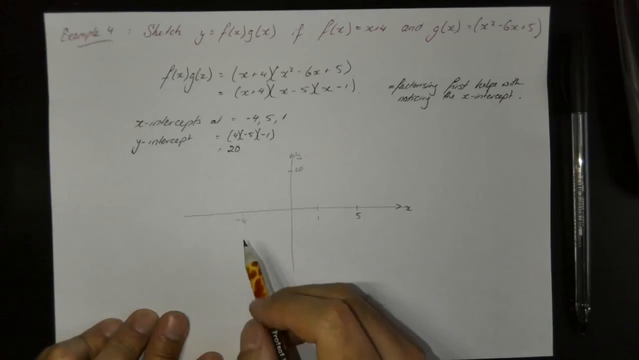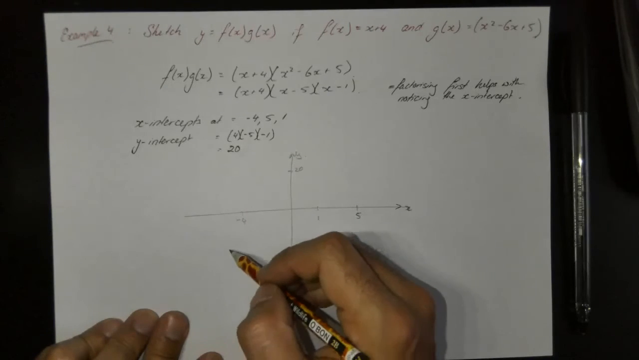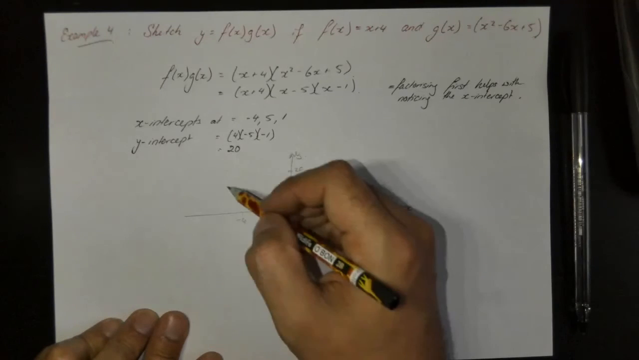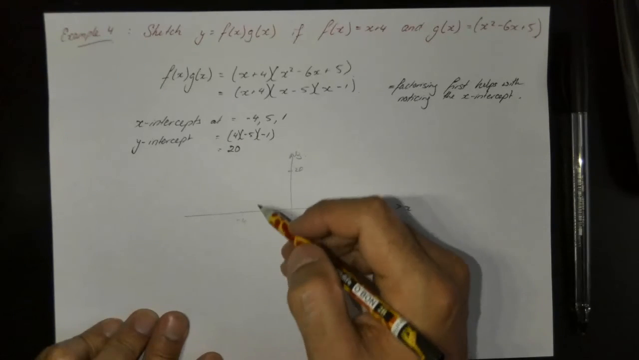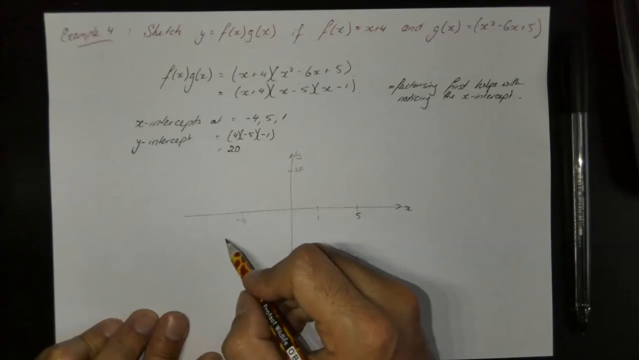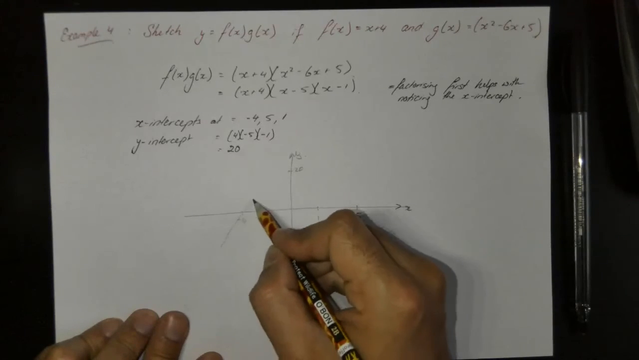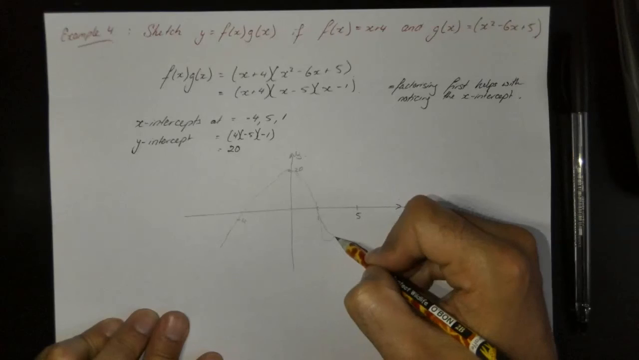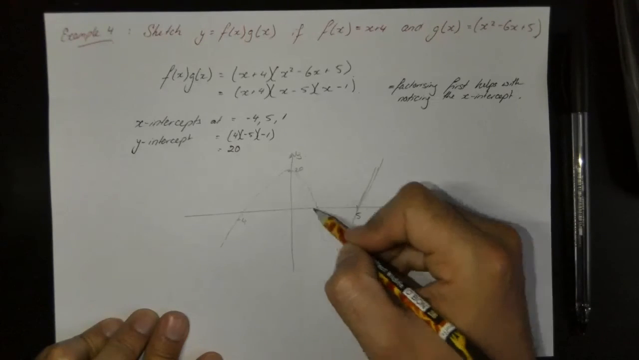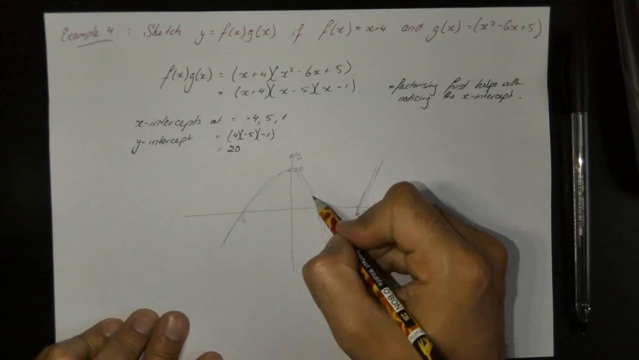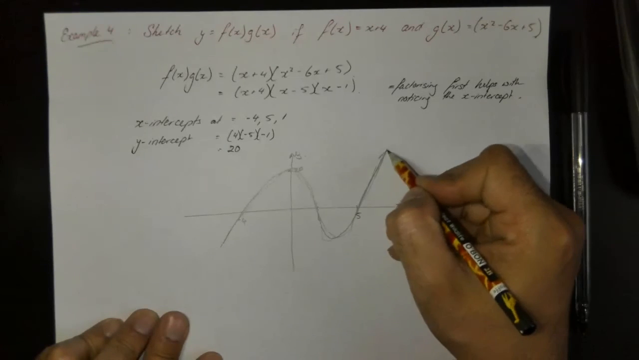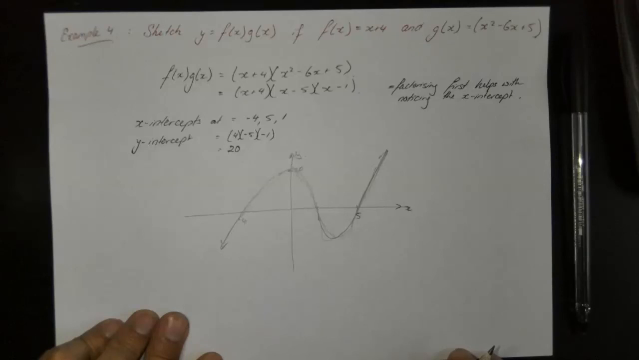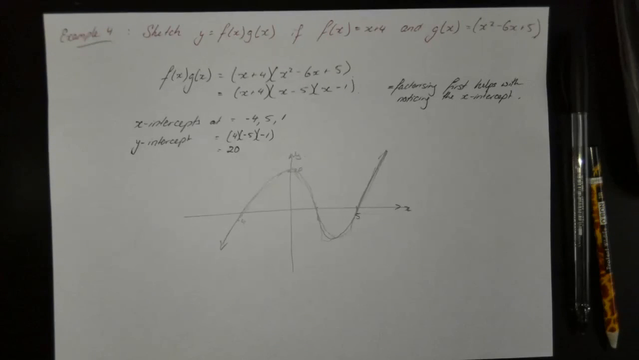Okay, so we want to figure out if it goes like that, or if it goes, no, it has to go, because in order for it to cut that axis, it needs to go something like this. And so we get that. Okay. And that's sketching when adding or multiplying functions together. Okay, thank you.